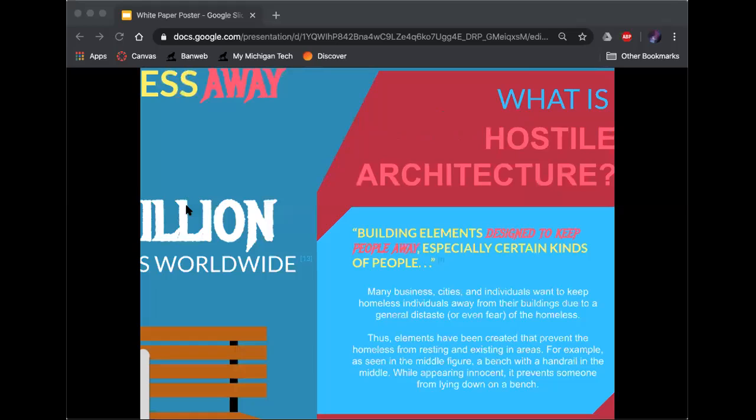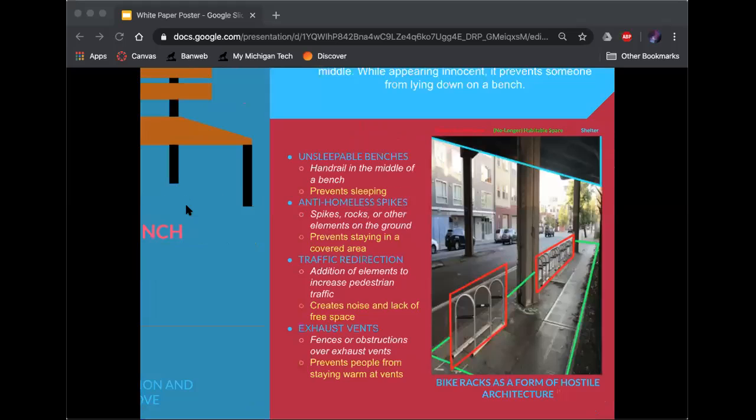On a need to know basis, hostile architecture involves building elements designed specifically to keep people away from an area. Those people usually being the homeless. These structures deny the ability for homeless people to exist in certain areas. Let's take a look at what that means.